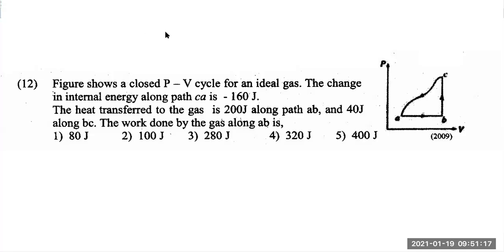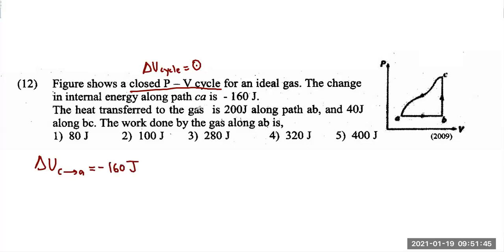Well, the next question is from year 2009 and they have given us a PV diagram and based on that we have to do some analysis. Let's start. The figure shows a closed PV cycle for an ideal gas. Therefore, we know delta U for the cycle can be considered as zero. The change in internal energy along path CA is minus 160 joules. So delta U C to A is minus 160 joules.